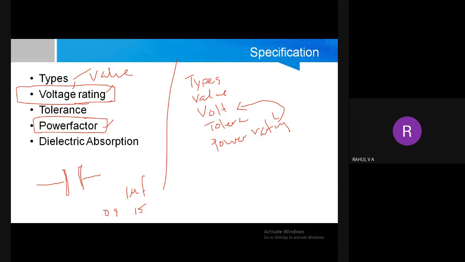Okay, so we have completed capacitor. Okay, Vishnu Sandosh ഇപ്പം ഓൺലൈനിലുണ്ട് അല്ലേ? Sir, present, sir.